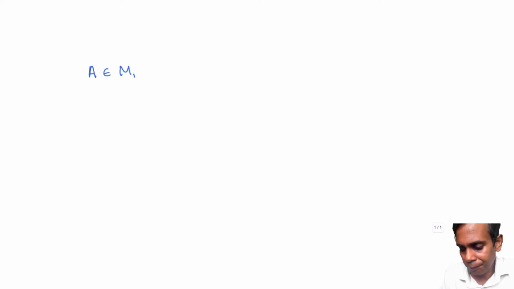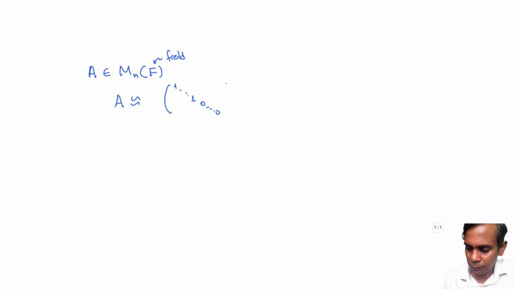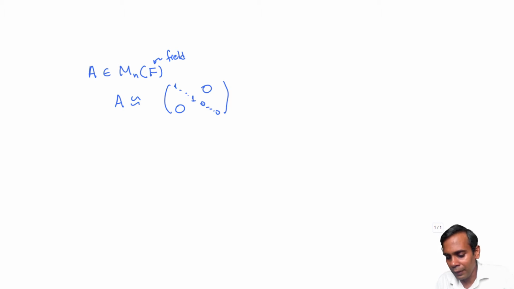Last time we saw that if you have an m by n matrix A with entries in a field F, then A is equivalent to a unique matrix of the form 1 1 1 0 0 0. And this number of ones here is the rank of A. And I gave you an algorithm for doing this.